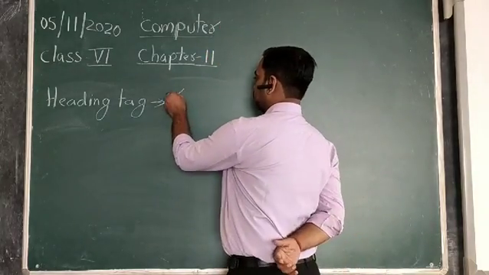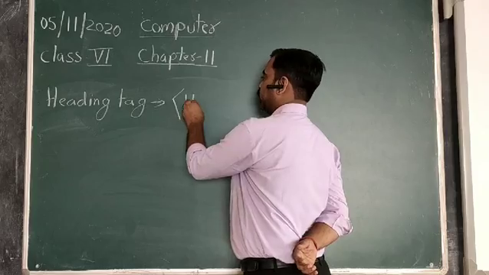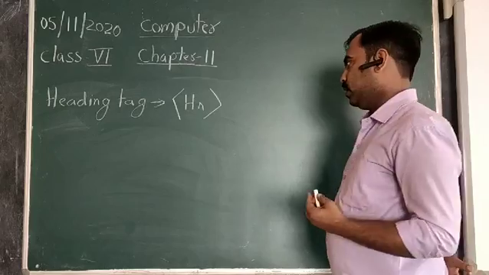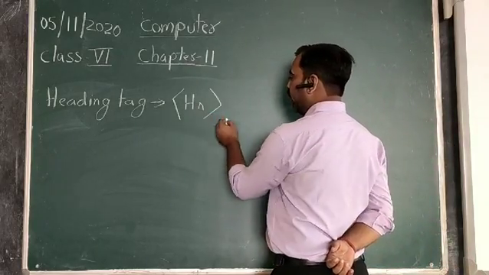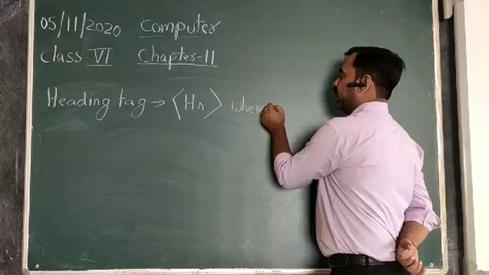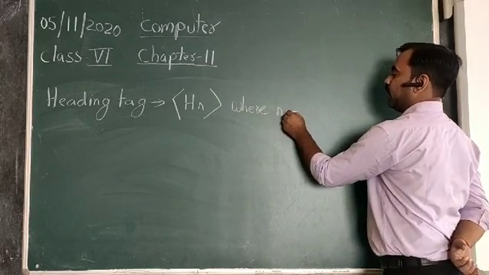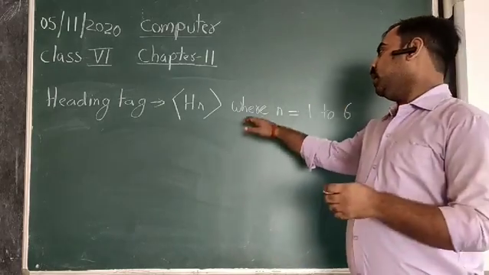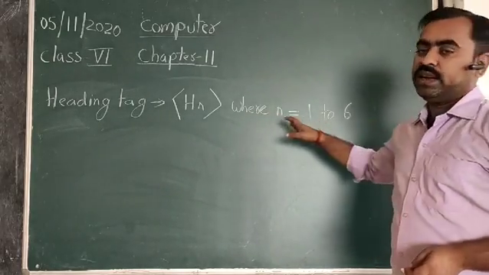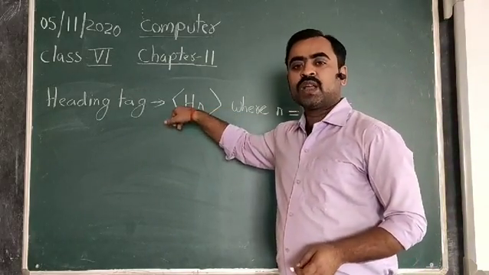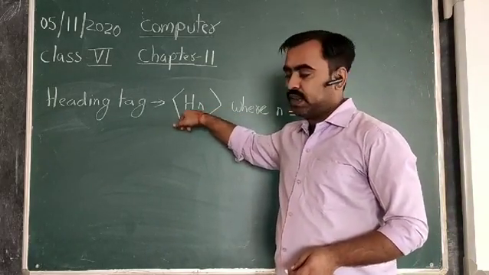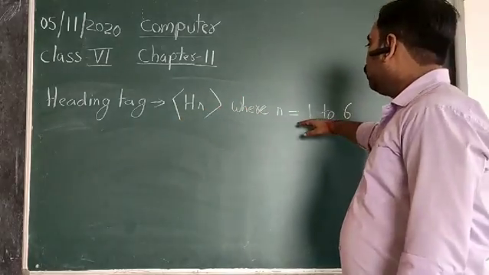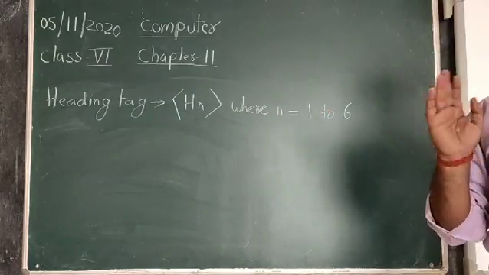Generally, the heading tag is represented as HN. It is represented like this, where n, the value of n, can be from 1 to 6. It can have any value. It can be H1, H2, H3, H4, H5, H6. It can have any value for n, and it can vary from 1 to 6.